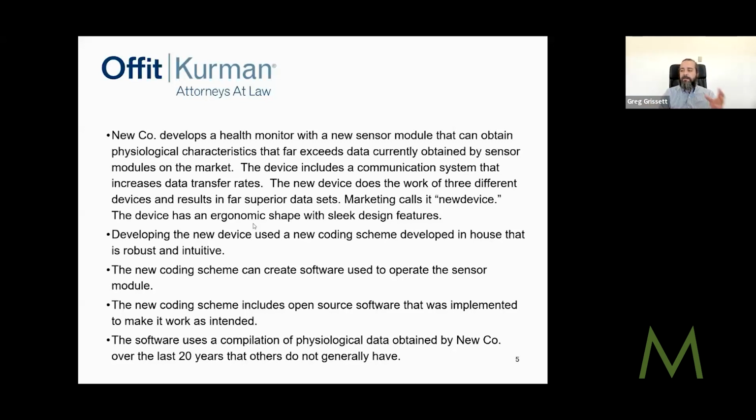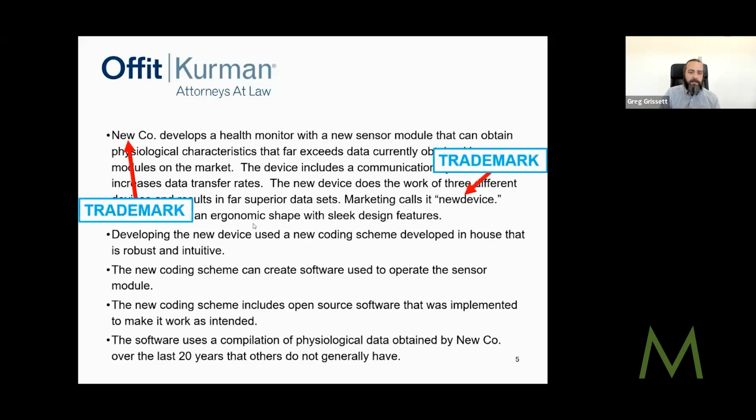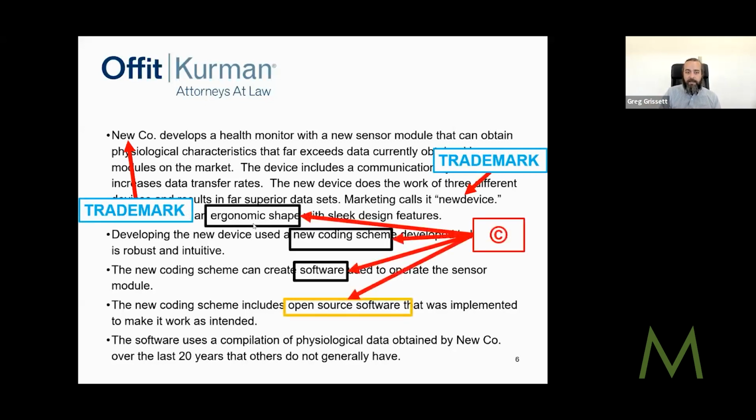So how do those 4 IP rights apply to this example? Well, trademarks, I think, are the easy one. Nuco, new device, those are all possible trademarks for this product or your brand. Copyrights are in a lot of different places. Perhaps the ergonomic shape, there's some limits there. Perhaps the coding scheme and the software, and open source software obviously brings in some copyright issues. The open source issue is more or less manageable, but just be mindful that there are some risks in terms of ownership that you may need to address.